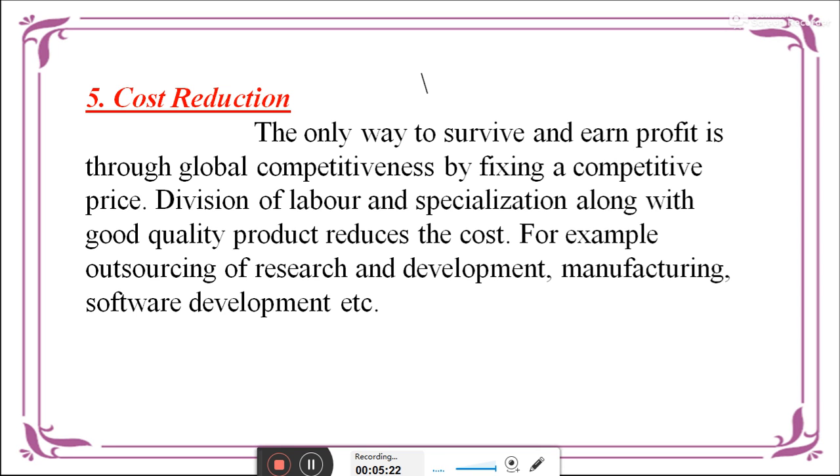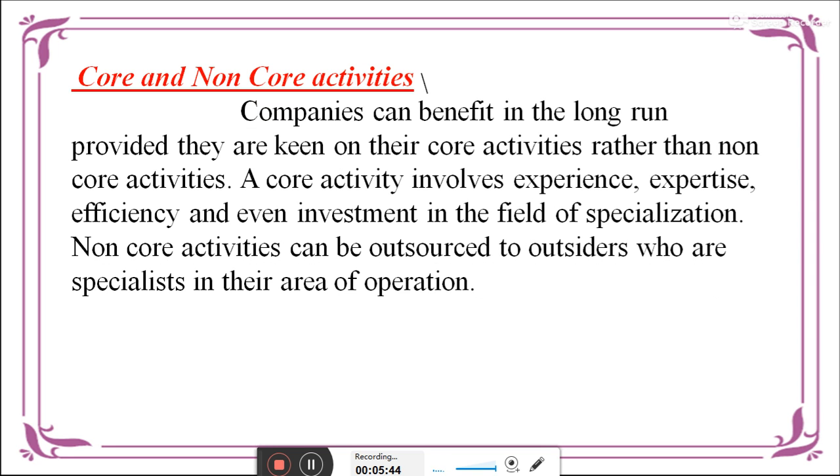Next, reduction of cost. The way we are earning a profit through global competition is by fixing competitive prices, the division of labor and specialization along with good quality. The product reduces the costs. For example, outsourcing of research and development, manufacturing, and software development. These are the cost reduced outsourcing.